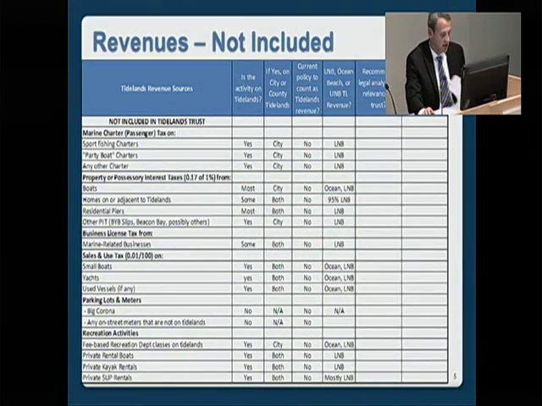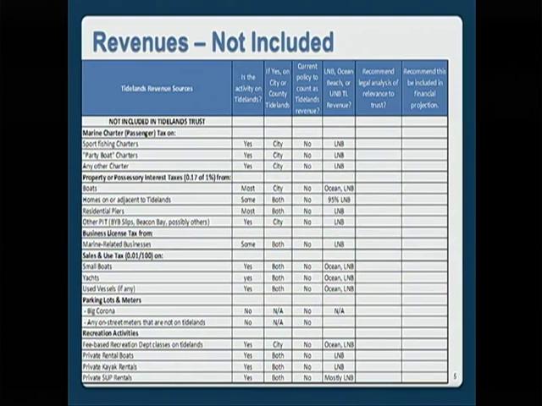So we can start looking individually. This is the matrix that I believe Mr. Muldoon and Dave came up with. And again, you can notice there are two areas that are blank, which is one, if you disagree with how the city is treating it, does it deserve a further legal analysis of whether it belongs in the Tidelands Trust? And then separate and apart from the legal analysis, do we want to do something different with respect to those revenues?